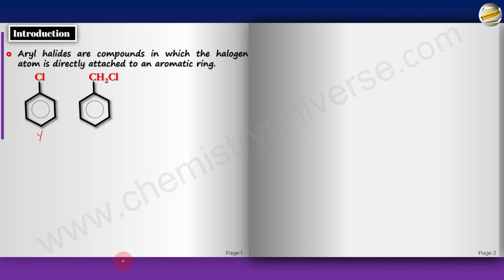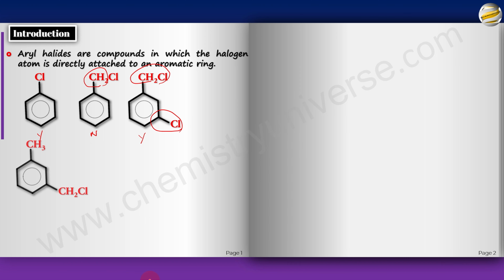What do you think about this? Is this an aryl halide? No, because it is attached to an alkyl carbon, not aromatic directly. So this is a no. What about this one? Well, this part is no, but this part is yes. So it is an aryl halide. What about this one? Well, it's not an aryl halide, so it's a no.